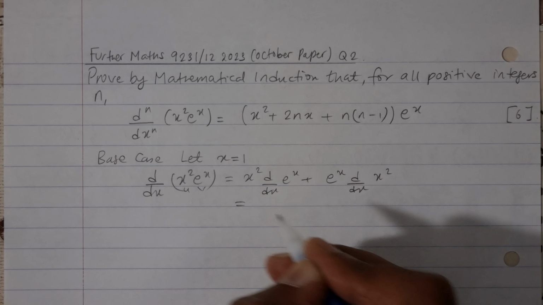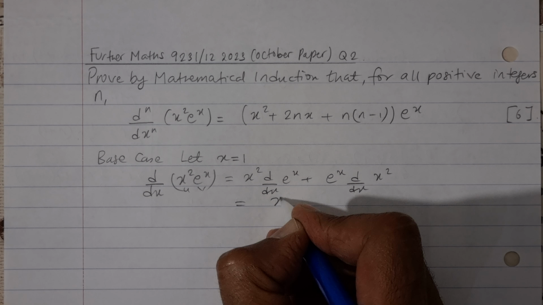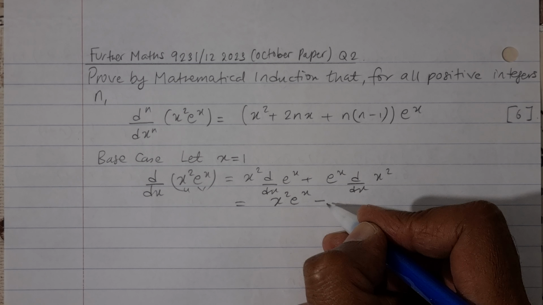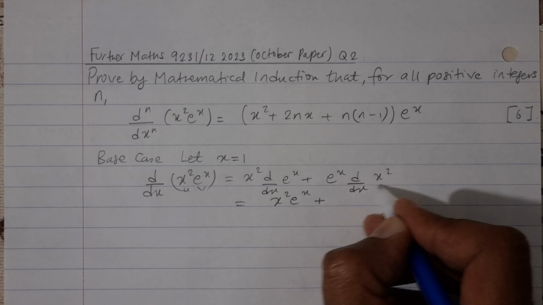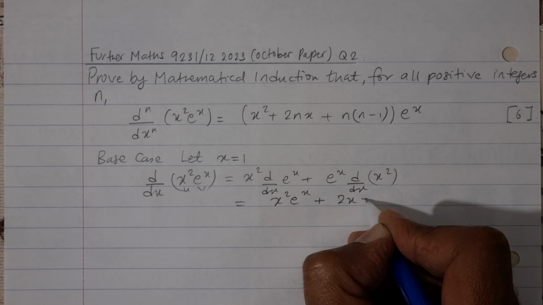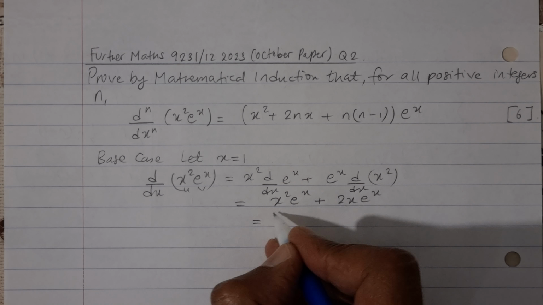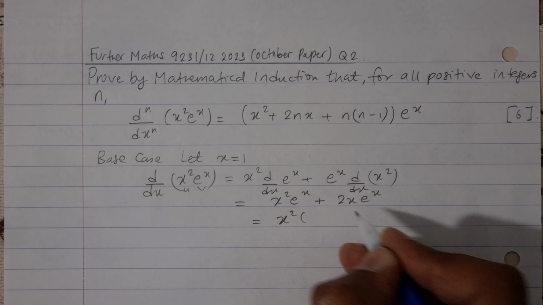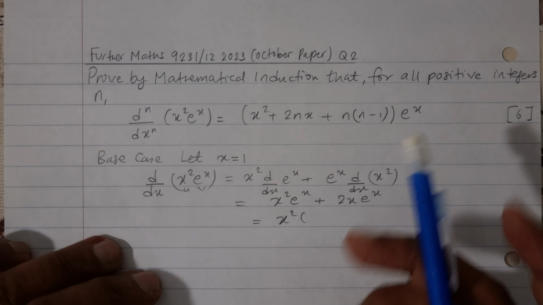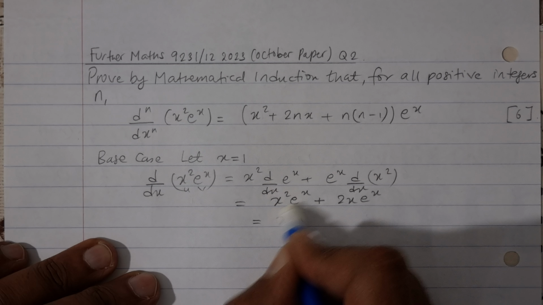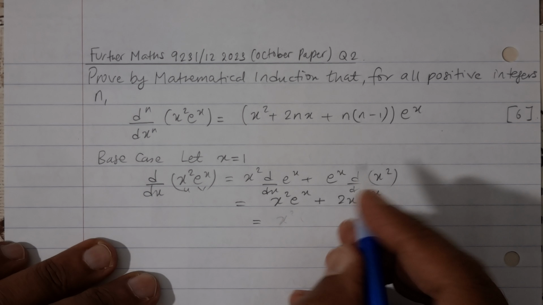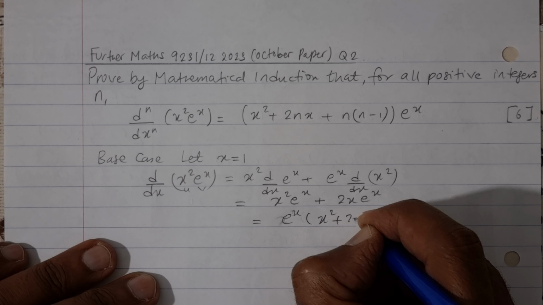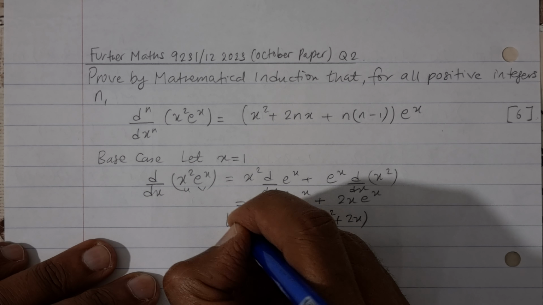And again, we can just differentiate this, and we get x squared e to the x plus e to the x times the derivative of x squared, which is 2x e to the x. Now, e to the x is common, so I have e to the x, which is common, and inside I've got x squared plus 2x. Now that's the left-hand side.